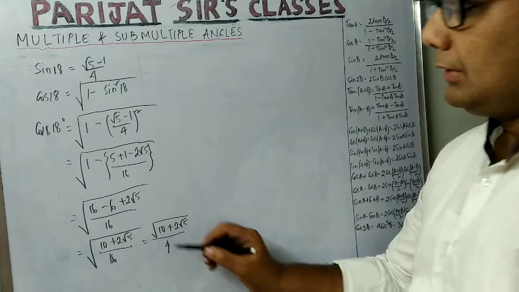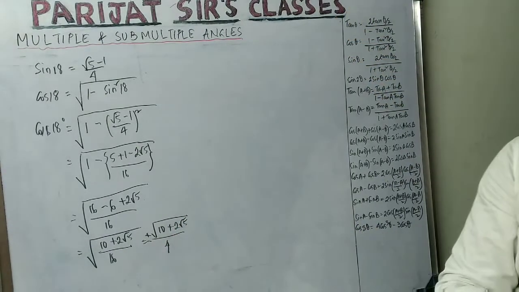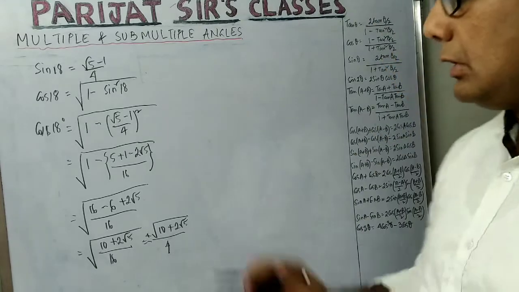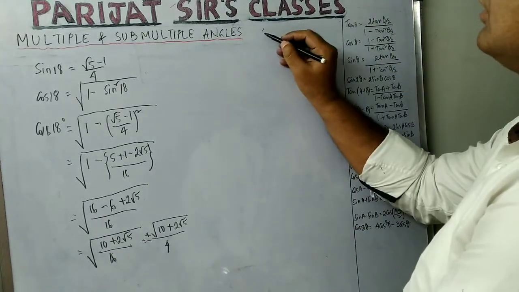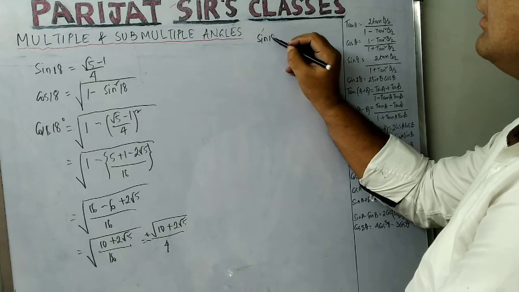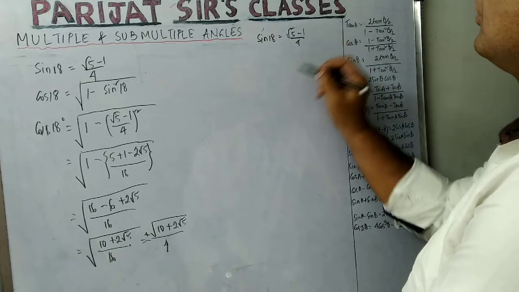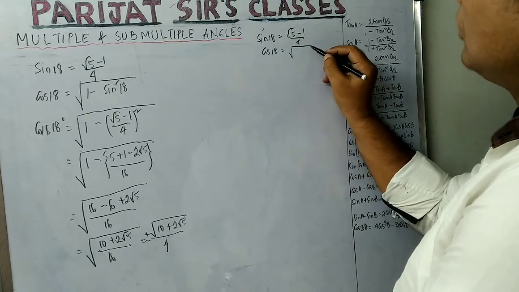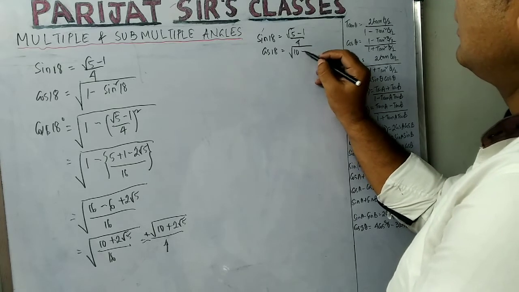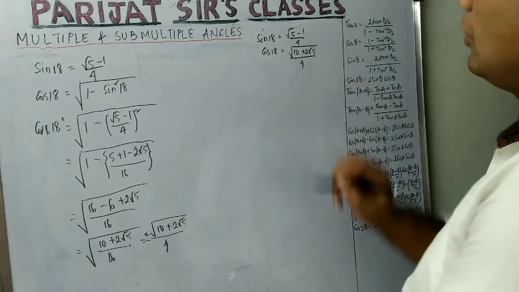Now again we will be having two values here, plus and minus, and we know cos 18 in the first quadrant is positive, so we will choose the plus value. So let us write down that we got sine 18 as (√5 − 1)/4, and cos 18 we got as √(10 + 2√5)/4.